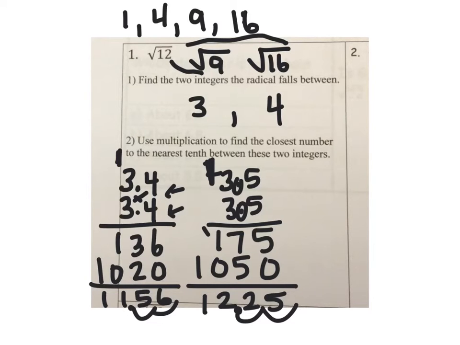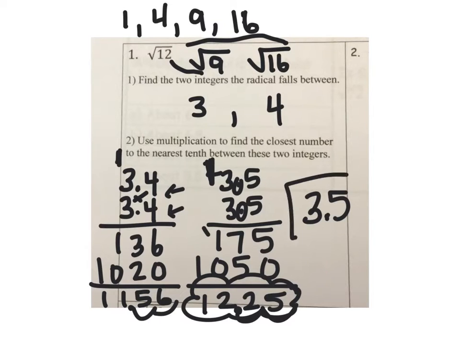So 11.56 is about 0.4 away from 12, and 12.25 is only 0.25 away from 12. So it actually looks like this is closer to being 12. So we would say that 3.5 is the best estimate of the square root of 12 rounded to the nearest tenth.